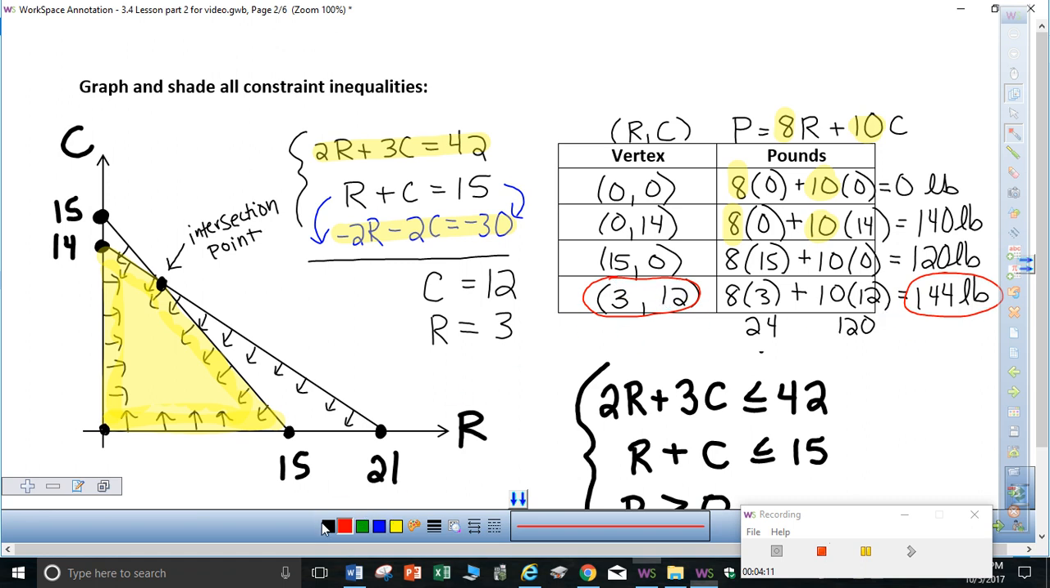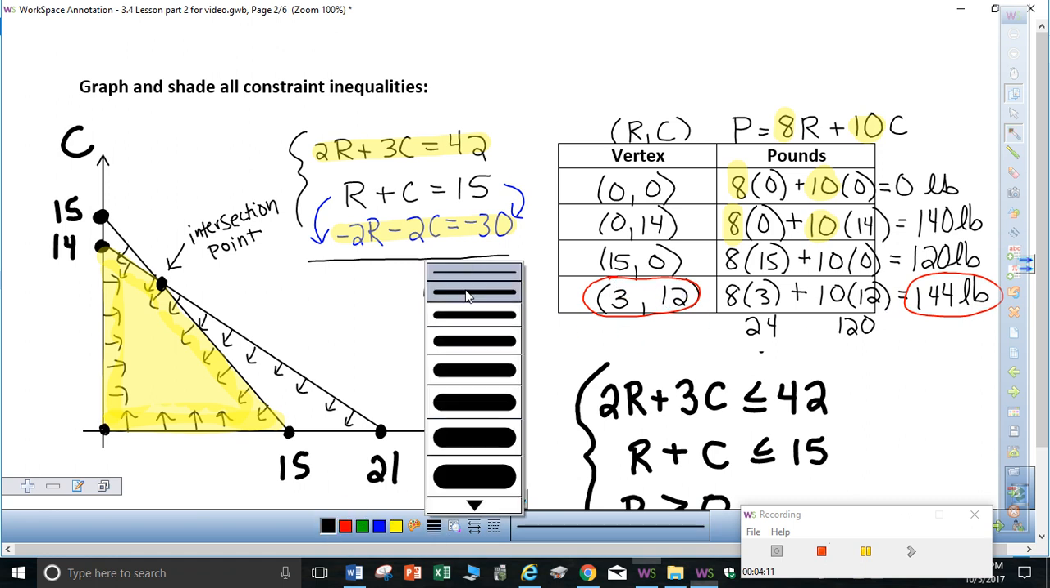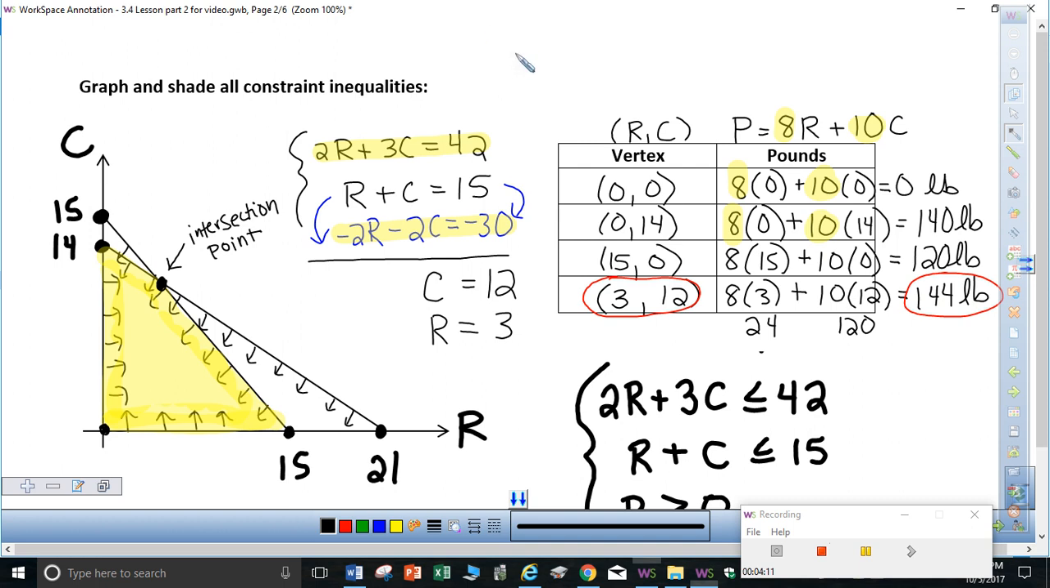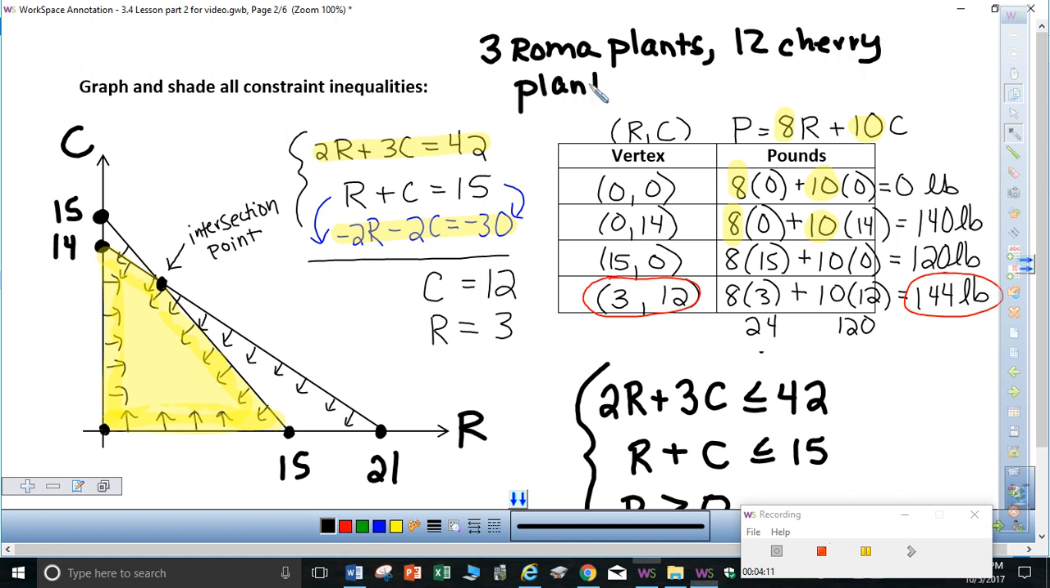So what I like to do is circle that in my table, but then what I'd like you guys to do is write out your answer in words. So we're going to write 3 Roma plants, 12 cherry tomato plants, for a maximum of 144 pounds.